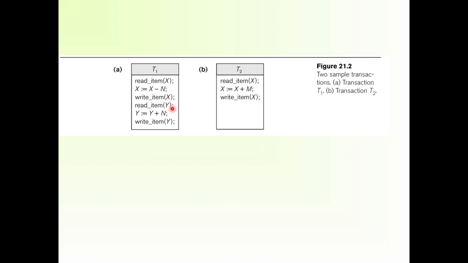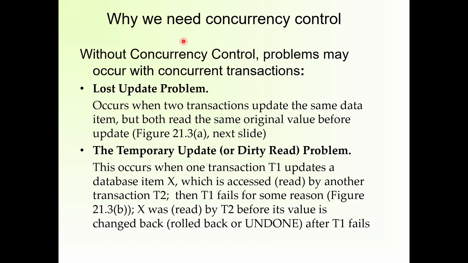Here you are using two processes, read and write, to modify the X and Y values. In transaction 2 you are using the read and write operations, and you are just modifying the X value here. So this is about your transaction processing.